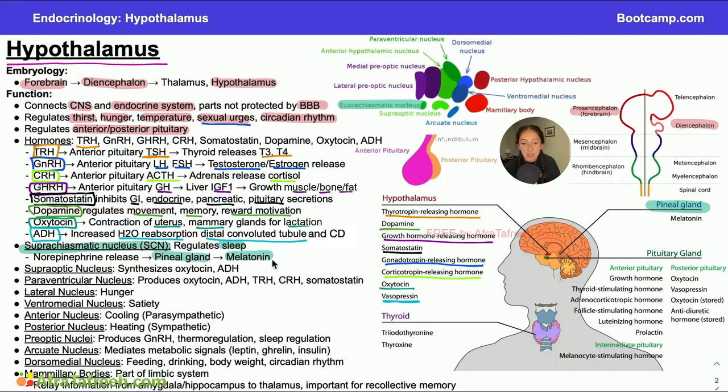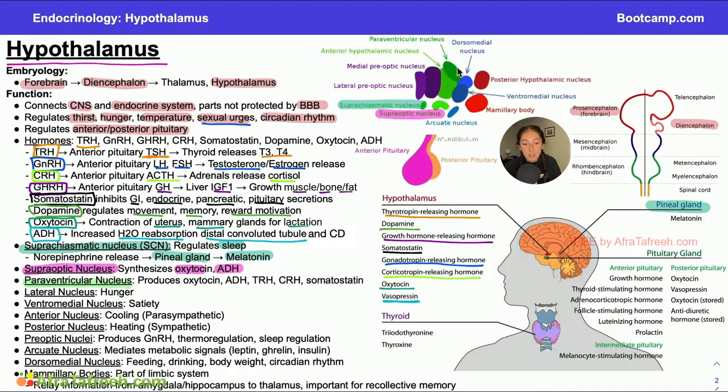And because our suprachiasmatic nucleus is so involved with sleep regulation, you can imagine that if it's damaged, this might lead to a pathology like insomnia, dysregulation of sleep. So good to keep that in mind as they might ask you about what happens when it's broken on step 1. Our next nuclei that we'll talk about is going to be our supraoptic nucleus. And our supraoptic nucleus, if you look right over here, is going to be responsible for synthesizing oxytocin and ADH, and they're going to be in part synthesized by our supraoptic nucleus.